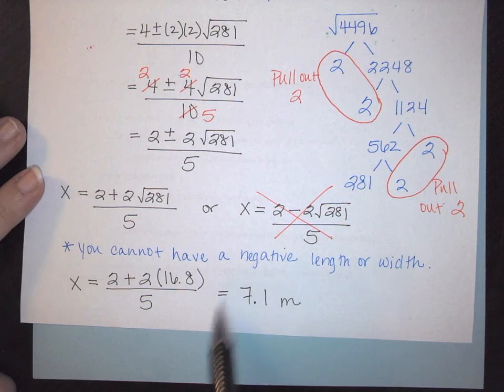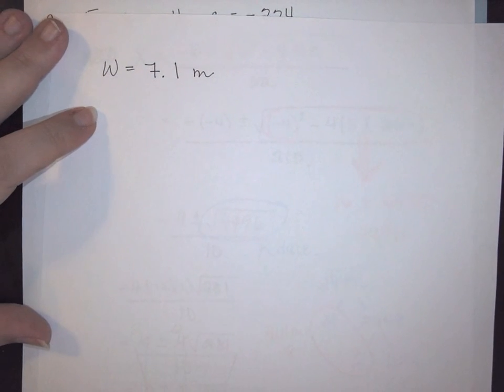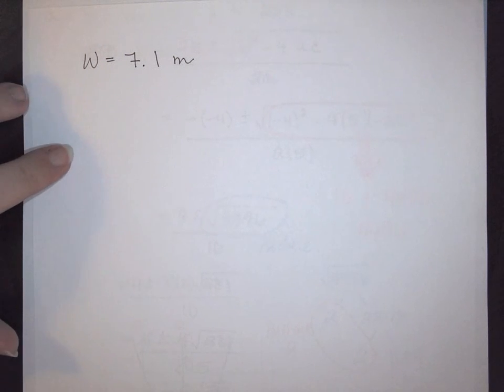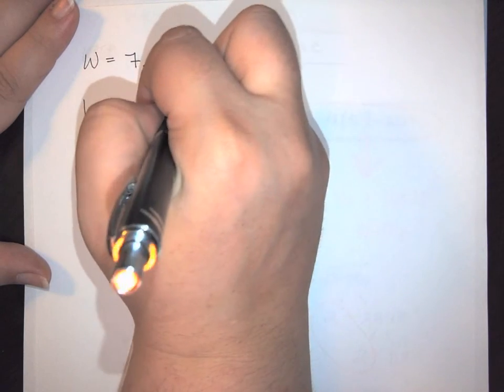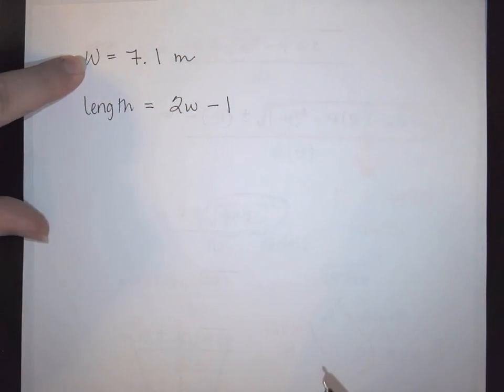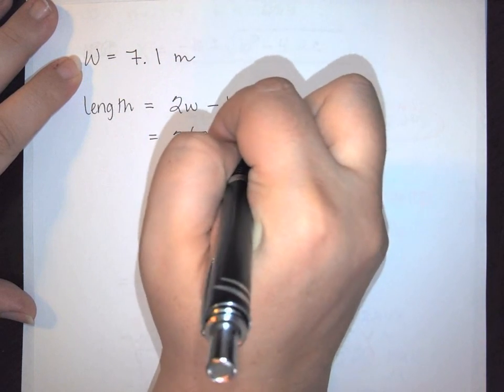Now, with that being said, what we just found was the width. So here we found W to be 7.1, and we label it meters because your diagonal was in meters. Now if you remember way back from the beginning, we had a statement that said your length was equal to twice the width minus 1. Well, we just found our width to be 7.1. So my length here is going to be 2 times the 7.1 minus 1.